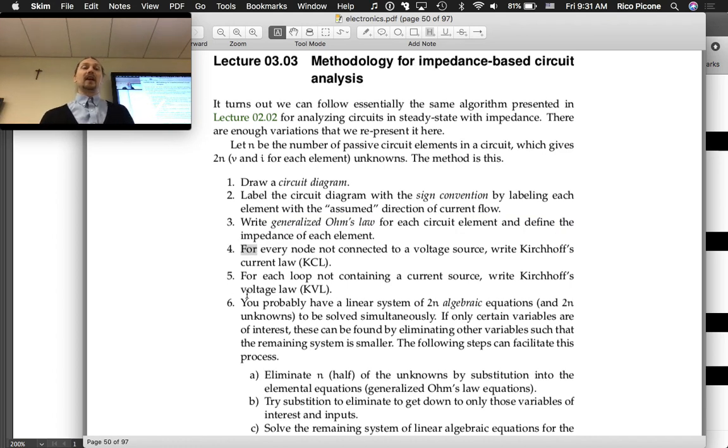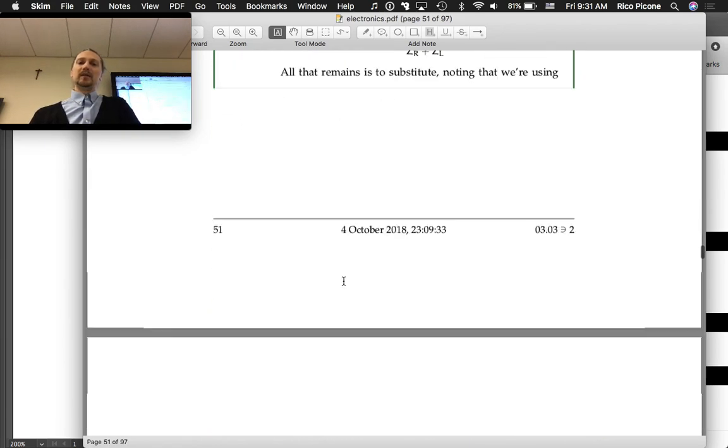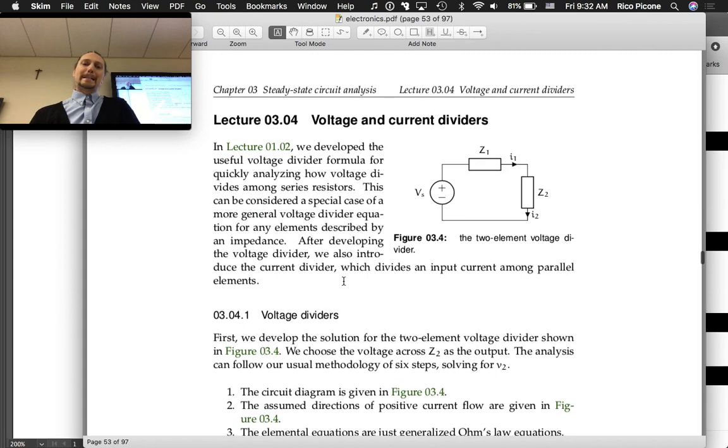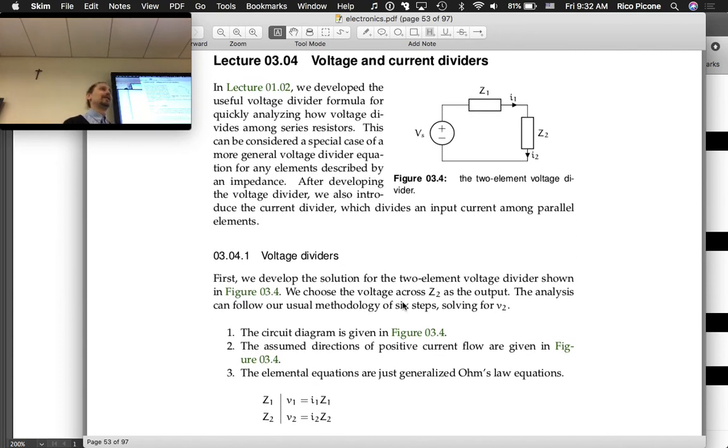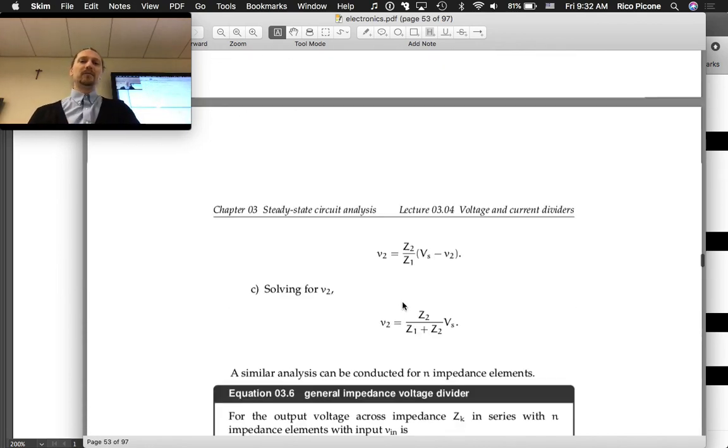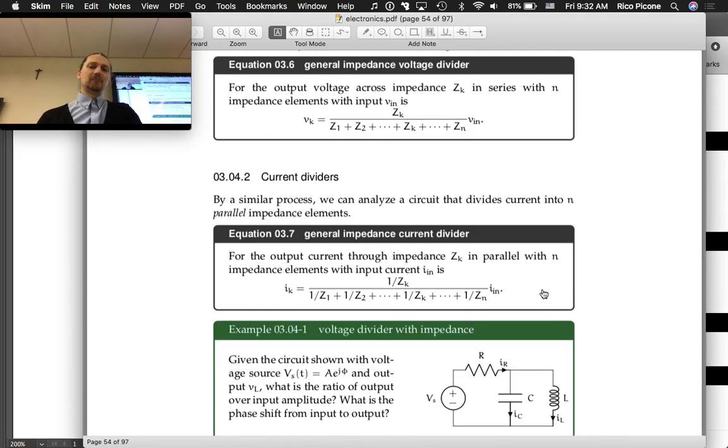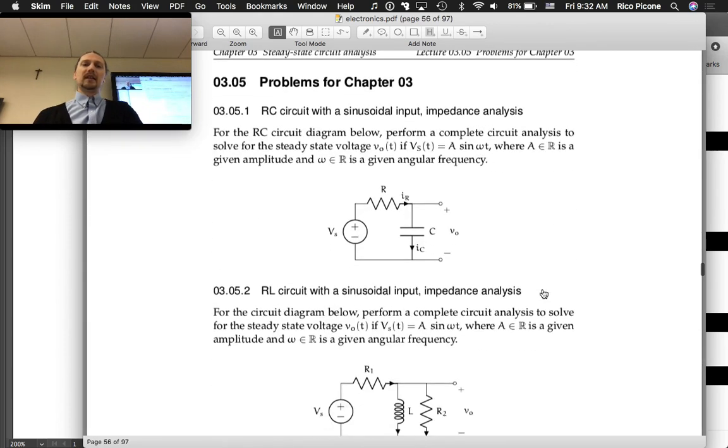Steps 4 and 5 are the same, KCL, KVL, those are still true. But now in step 6, when you need to solve for whatever you're looking for in the problem, like the output voltage or the voltage across a certain element, or the current through some element, your equations are algebraic, which is nice. You don't have to solve a differential equation. So that's the big payoff for doing the impedance methods. We talked about how you can do a voltage or a current divider with impedances as well, and we wrote those down, did an example, and that was Chapter 3.